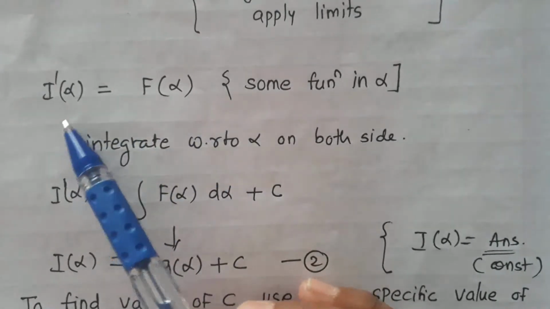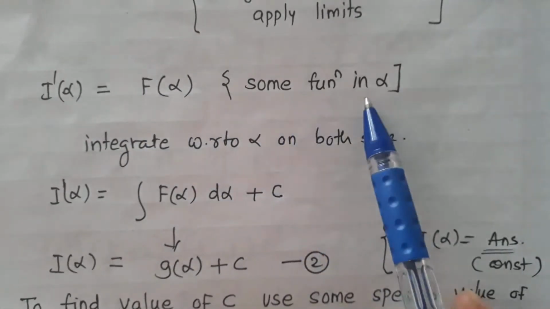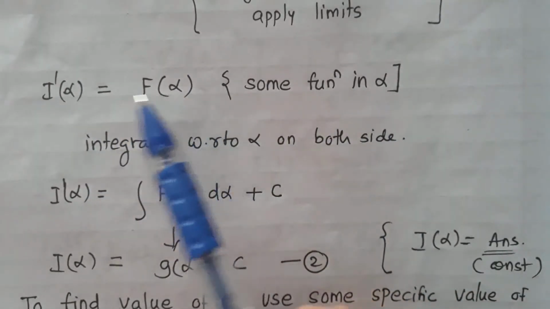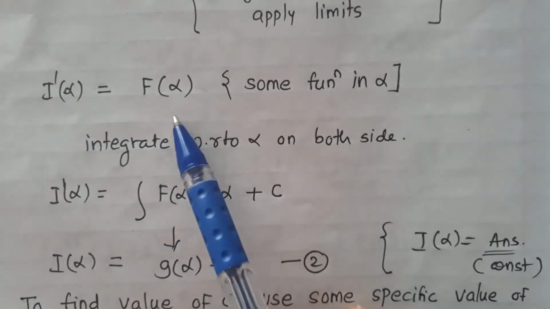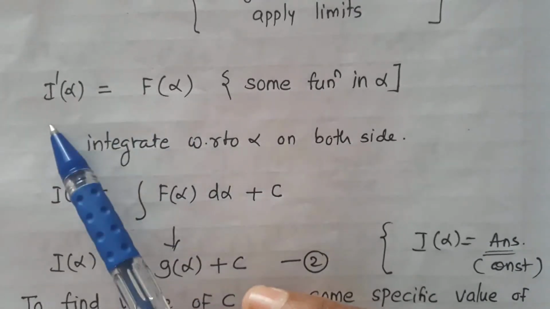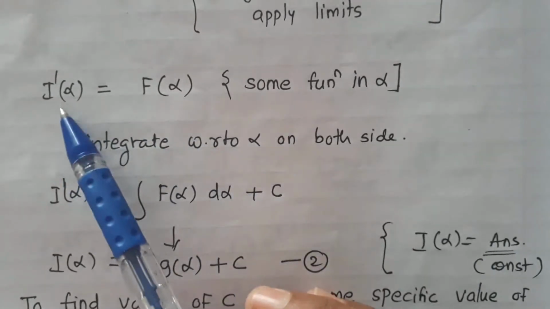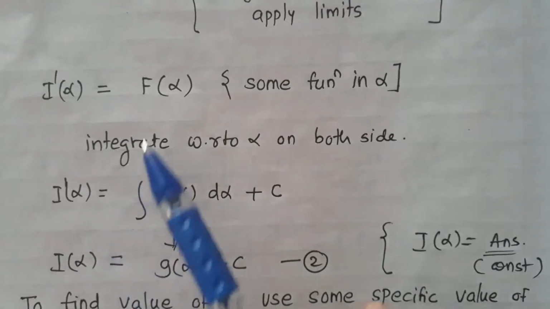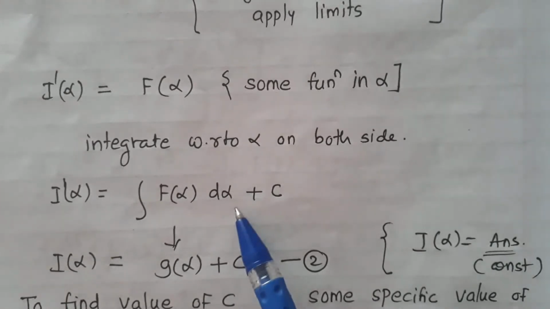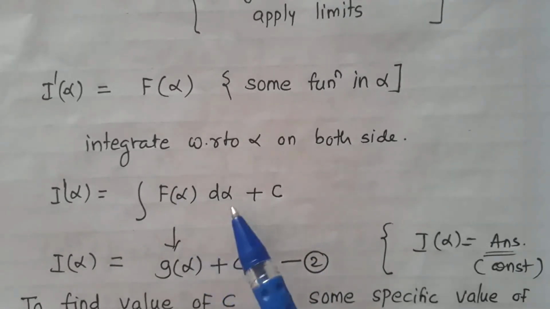So the next step is I dash of alpha is equal to f of alpha. That means you will get some function f of alpha here. If I dash of alpha is equal to f of alpha, we have to find I of alpha is equal to something. So we have to integrate on both sides with respect to alpha to cancel this derivative. After the integration, I dash of alpha becomes I of alpha. Integrate this f of alpha with respect to alpha, d alpha, and limits are not here, so add some constant of integration c.